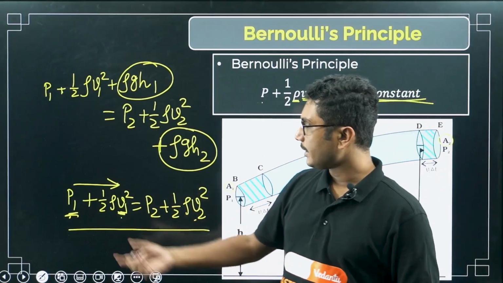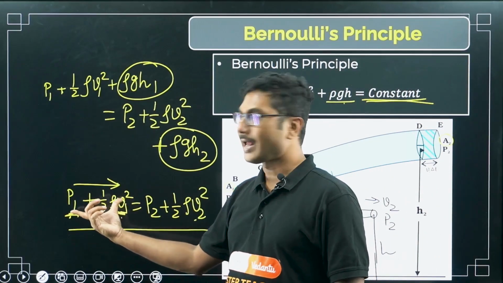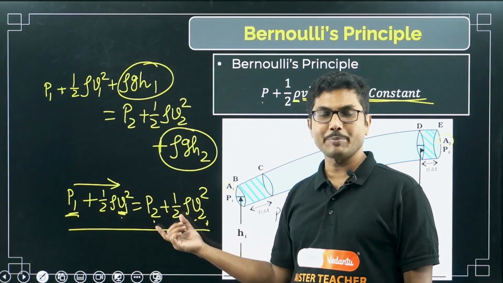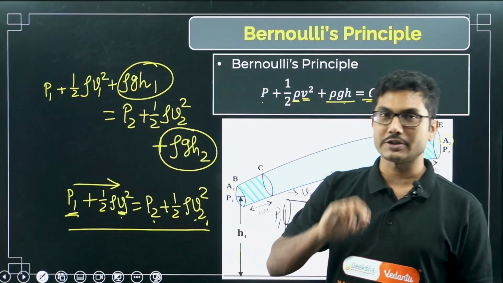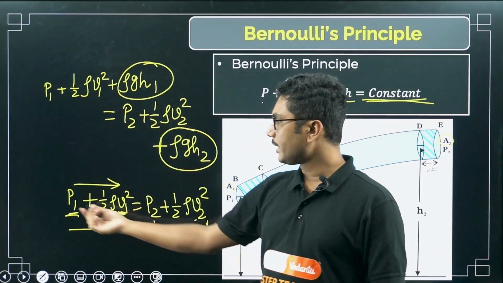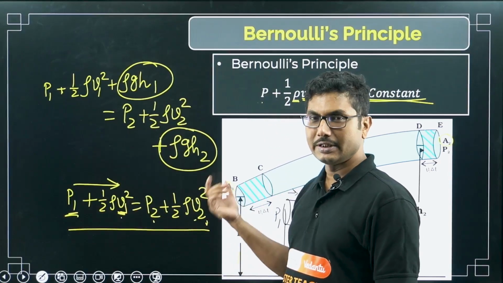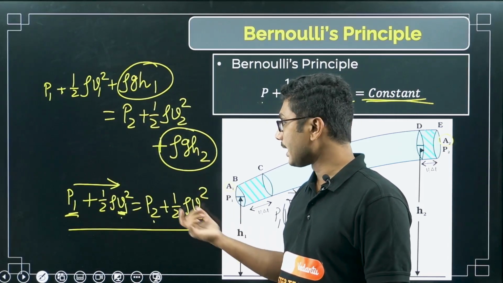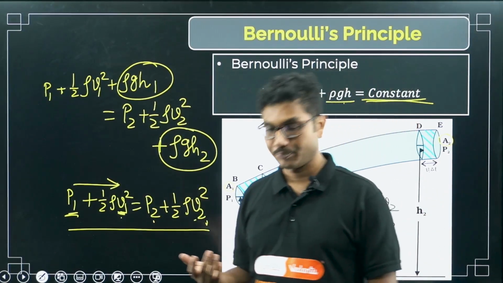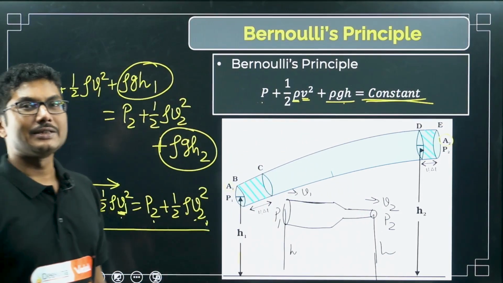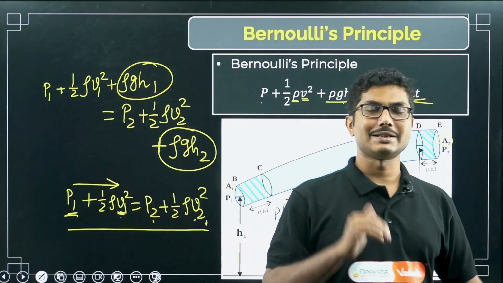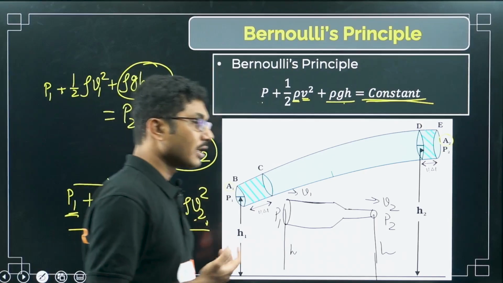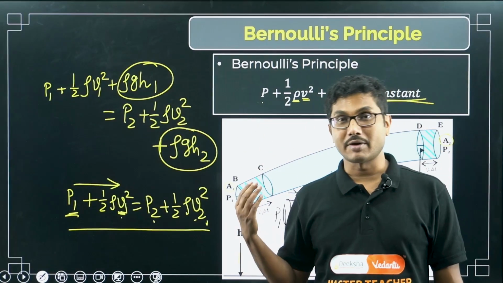So suppose this is 100, this is 20, so the total value is 120. Now suppose this is 80, then what will the pressure be? Pressure will be 40 now, because the sum should be constant, that is 120. So higher the velocity, less is the pressure. Higher the velocity, less is the pressure. That is the fundamental interpretation of Bernoulli's principle.